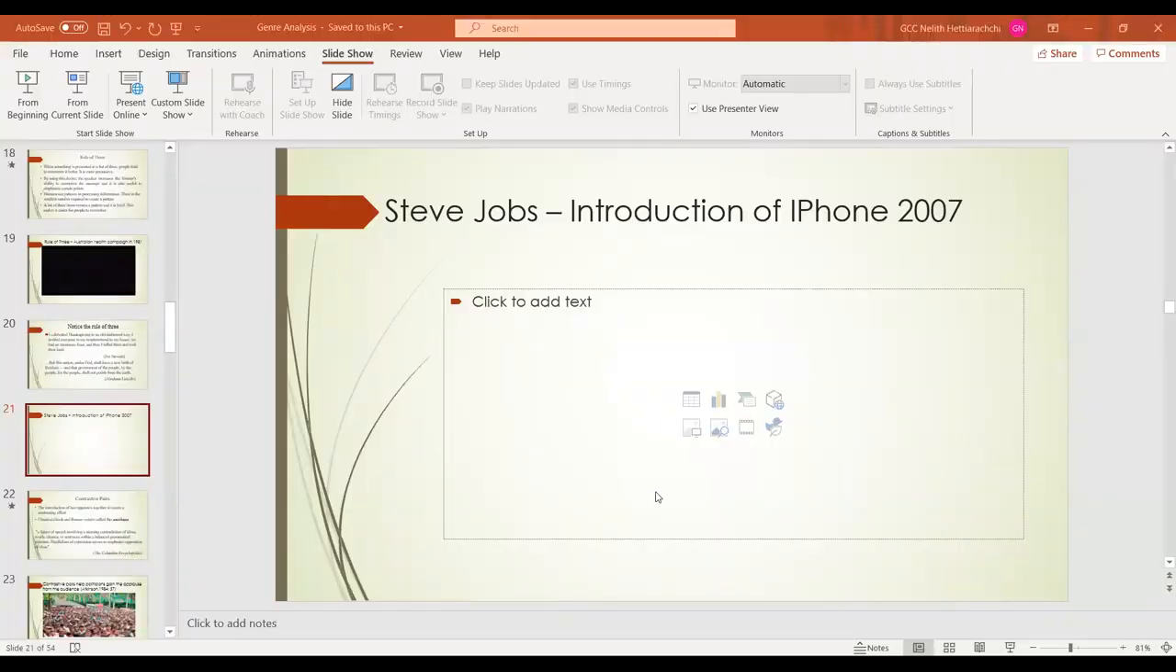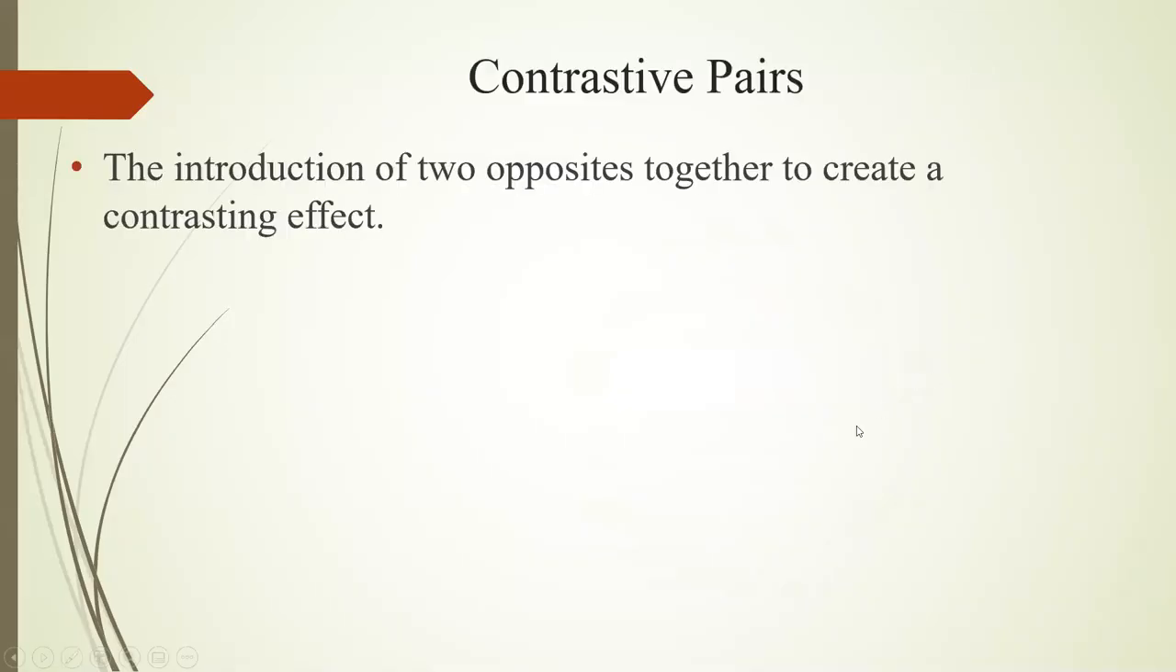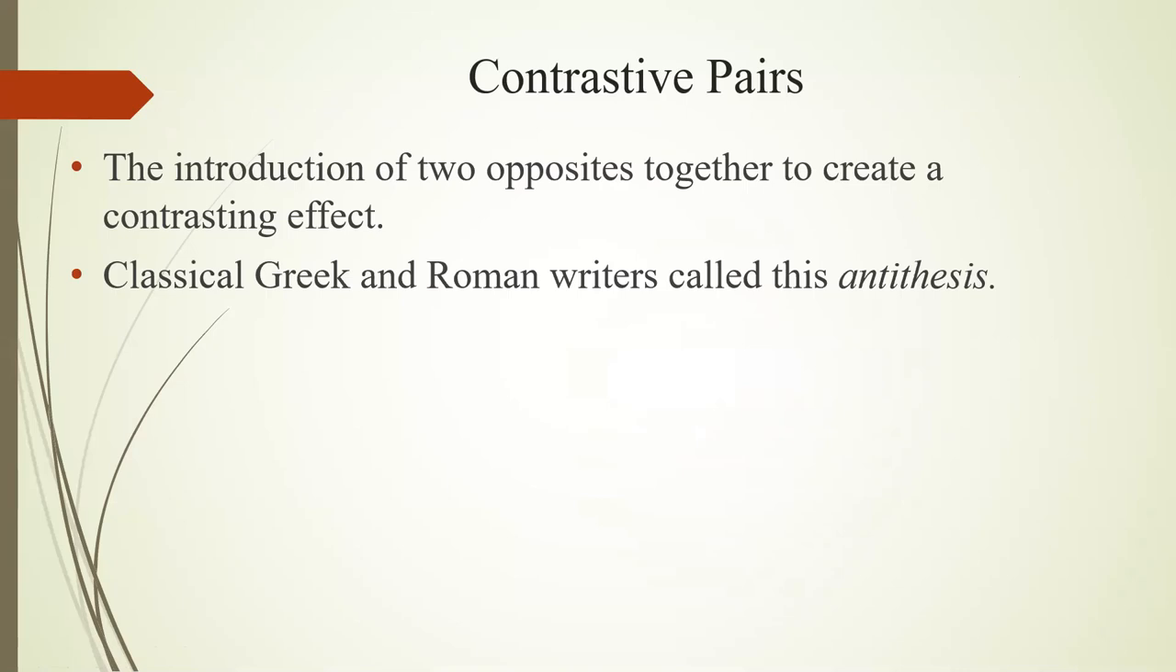Right, so let's go back to the slide. So the first thing that we have talked about is the rule of three. Now we are going to talk about the second feature or characteristic, and that is contrastive pairs. What do we mean by a contrastive pair? The introduction of two opposites together to create a contrasting effect. And that's what we mean by a contrasting pair. The introduction of two opposites. So, classical Greek and Roman writers have called this antithesis. That is the use of contrastive pairs.